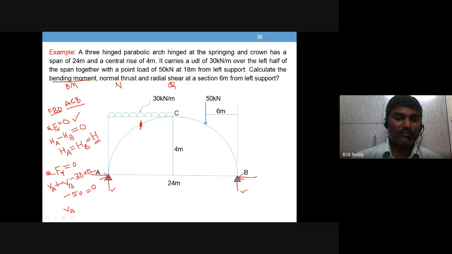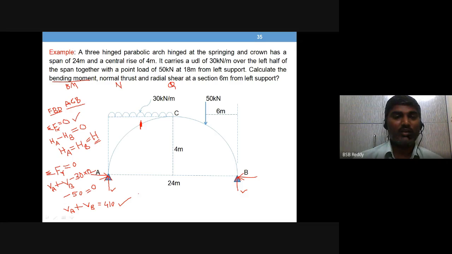So now you can simplify this. VA plus VB is equal to, now this will be 360 and 50. So total together, 410. Okay. So this is the one which you will get from the second equilibrium equation. Now let us go for the third equilibrium equation.